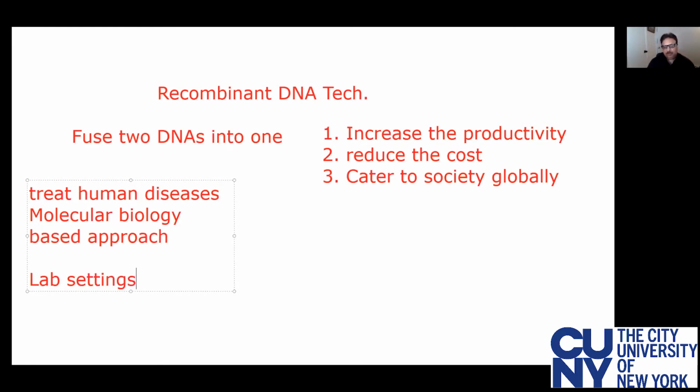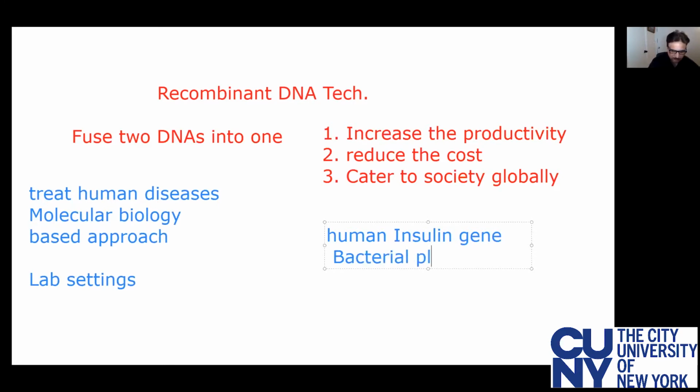So to revise, recombinant DNA means fuse two DNAs into one. And why do we do this? To treat human diseases. And this is a molecular biology approach, and this can be done under lab settings. Now, what could these two DNAs be? Again, coming back to the same question, these two DNAs could be a human insulin gene and a bacterial plasmid.